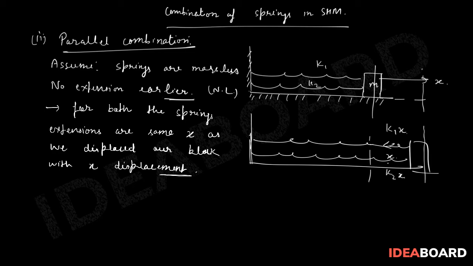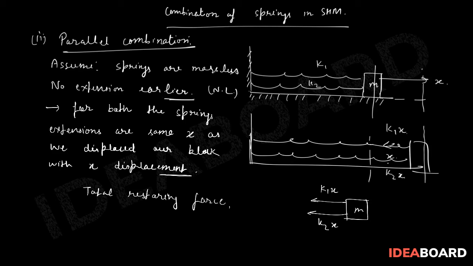So now if that is the scenario, if you draw the FBD of the block, this is our block. This block has one force k1 into x, another force k2 into x. So that means total restoring force F restoring is equal to k1x plus k2x. That is going to be k1 plus k2 into x.